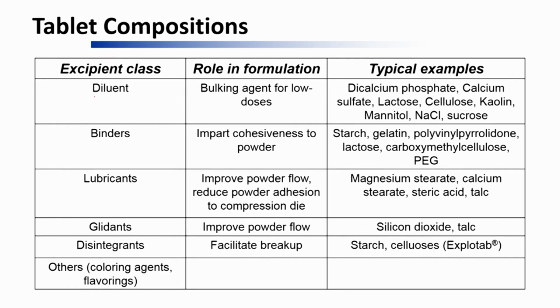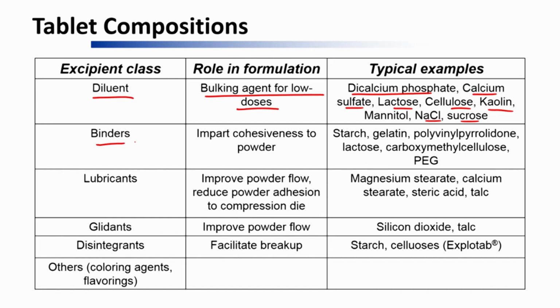So, you have diluent, which is essentially a bulking agent for low doses, as we just talked about, and here are some of the major compounds that are being used as diluents. So, it could be salt, it could be sucrose, which also improves the taste, lactose, cellulose. All of this is actually used as diluent quite often.